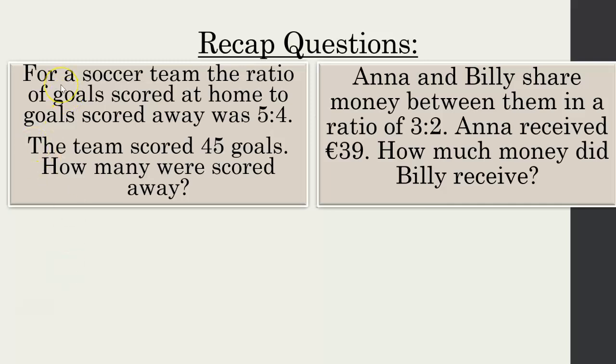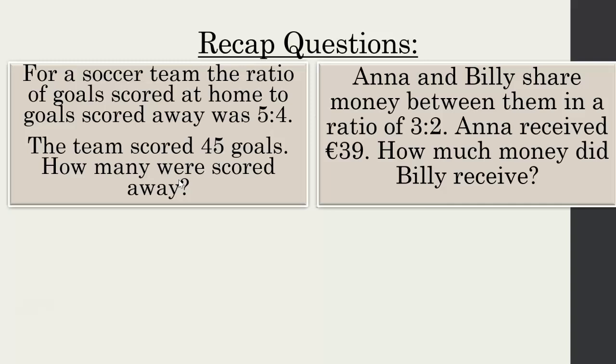Okay, so first question. For a soccer team, the ratio of goals scored at home to goals scored away was 5:4. So that means goals scored at home, that would be the 5, and goals scored away, that would be the 4. So what does this mean? It means for every 5 goals we score at home, we'd score 4 away. The team has scored 45 goals altogether. How many were scored away?